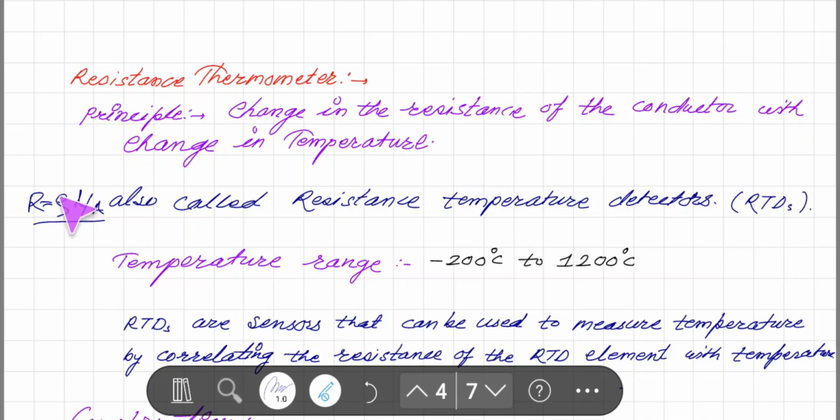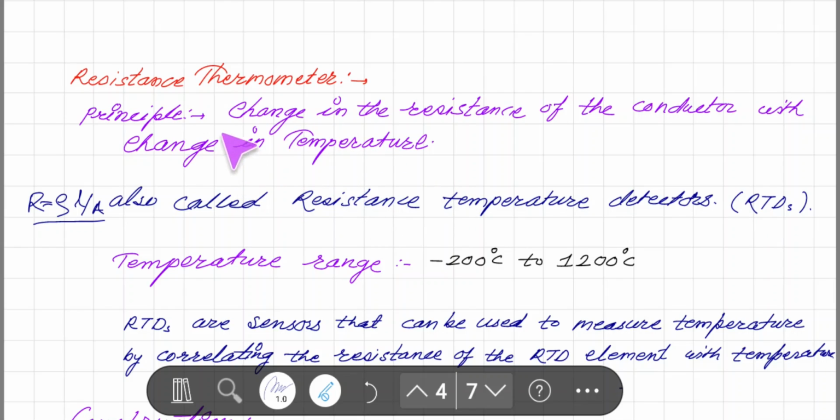The resistivity rho of the material depends on temperature, and as the temperature of the material changes, its resistivity also changes. So it may have a positive or negative effect. That means with increase in temperature the resistance may increase or may decrease. It depends on the material which we are using.